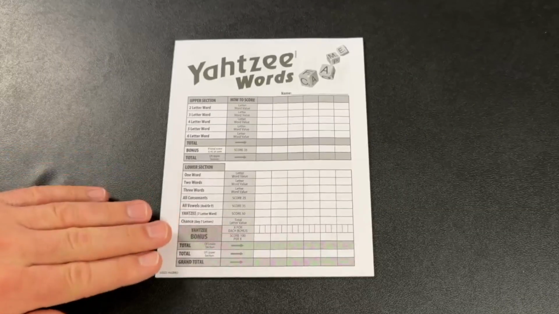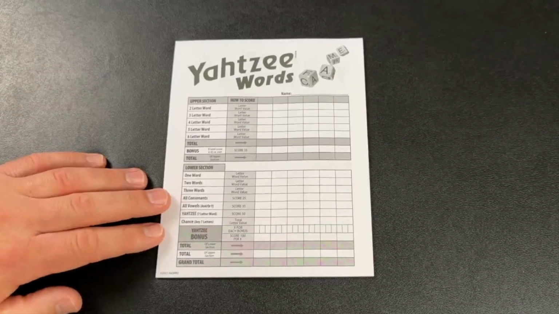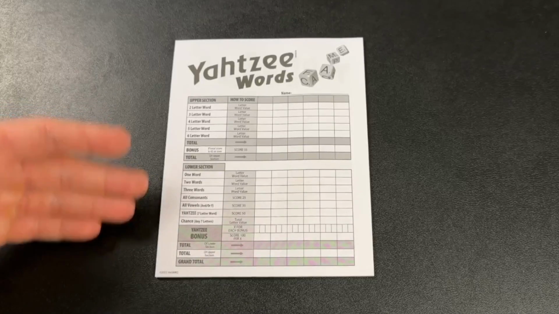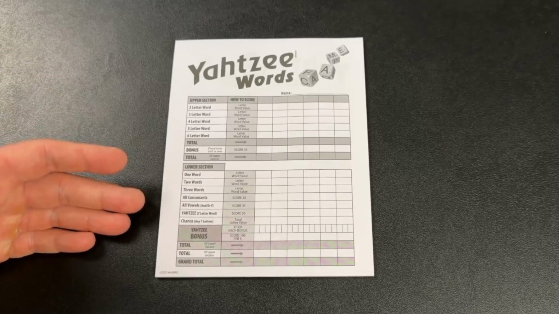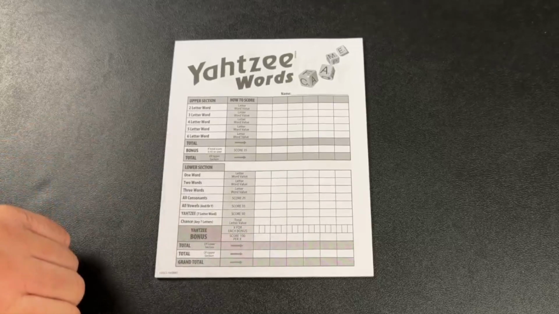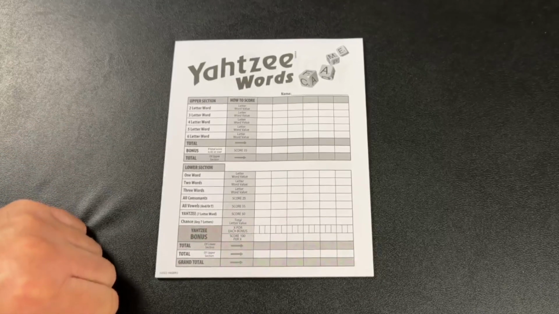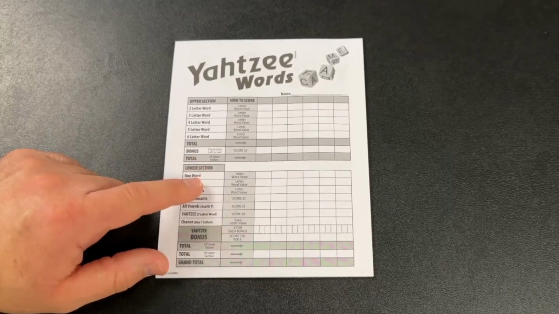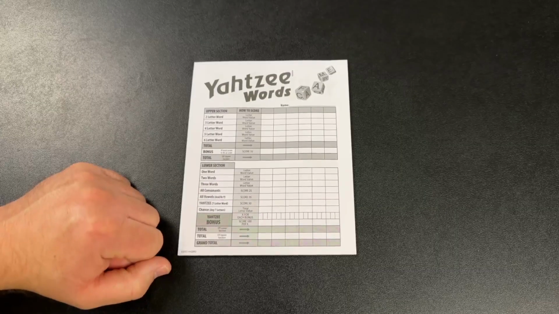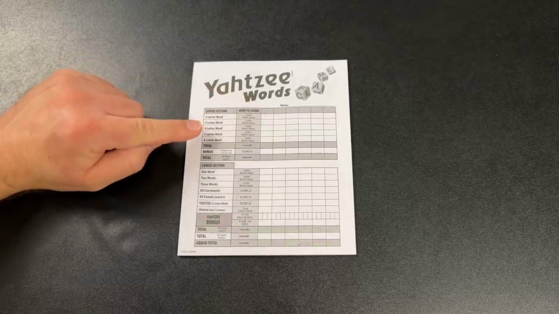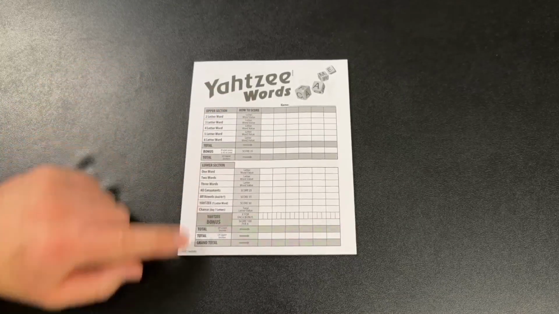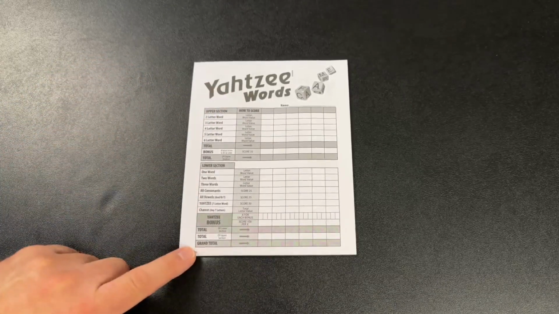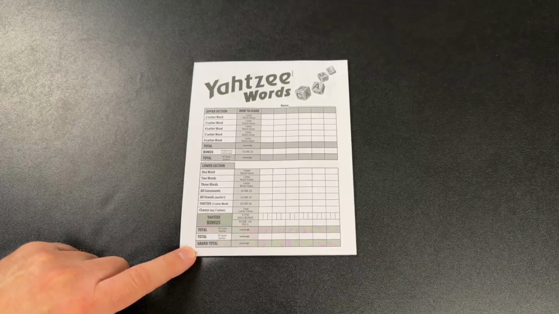You may only choose 1 scoring category per turn, and if you are unable to score in any of these categories, you must pick one and place a 0 in that column. Each player will have their own scoring sheet, and they will keep track of their own score during the game. At the end of the game, you will total up your upper and lower section, and whoever has the highest grand total is the winner. And that's how to play Yahtzee Words.